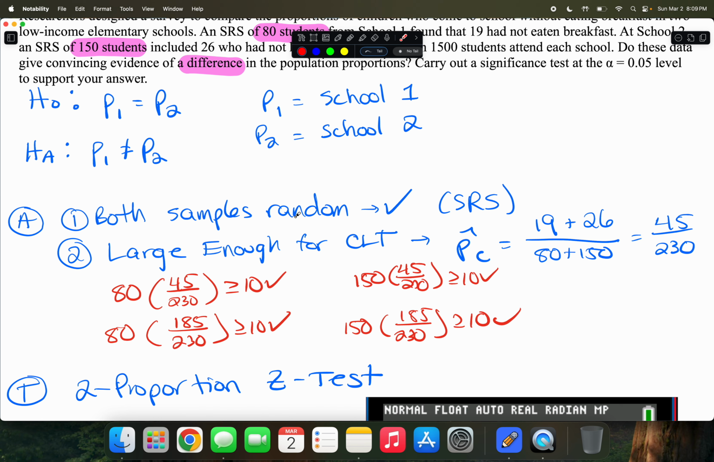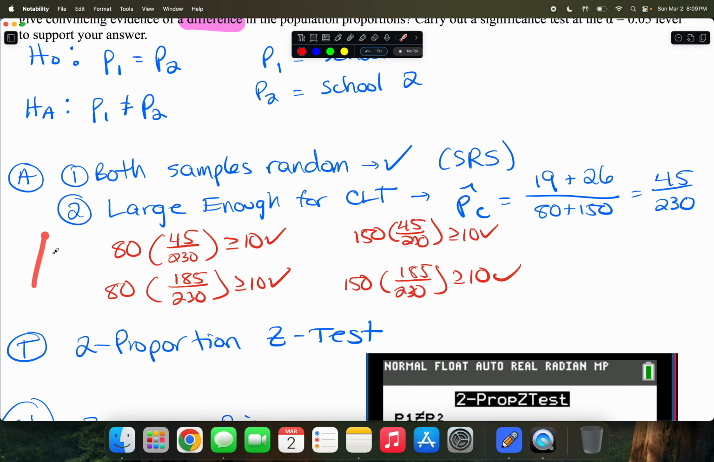In my assumptions now, I have an SRS from both schools. But notice over here, I have my combined proportion. And I use my combined proportion right here in order to determine my sample sizes. Now, again, I would show this calculation fully out and actually get a number. I didn't have a calculator in front of me. Therefore, take my word for it. That combined proportion is roughly 0.2. It's pretty close to it. And so 80 times 0.2, we're just fine.